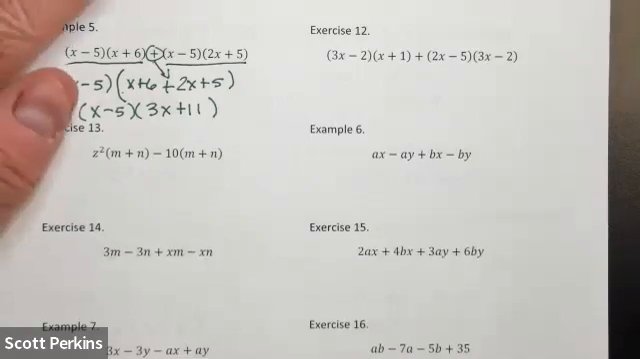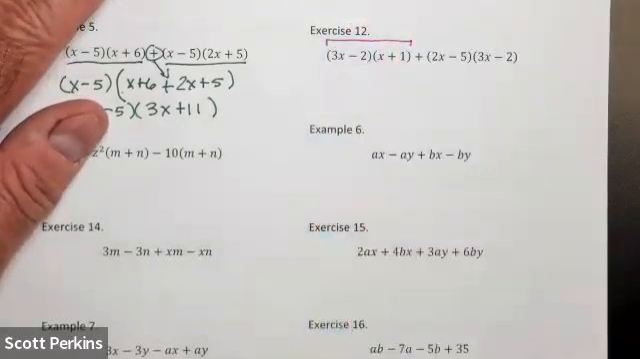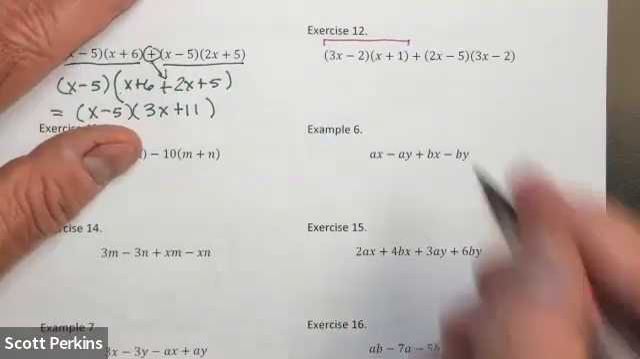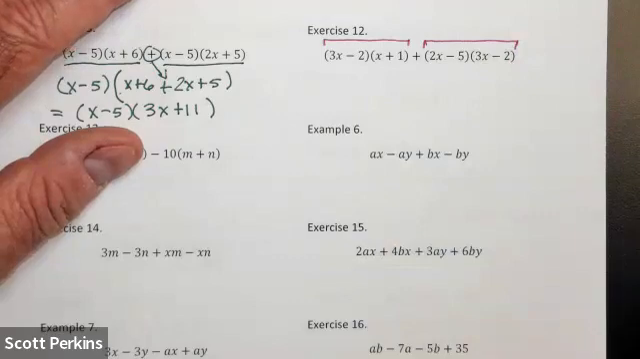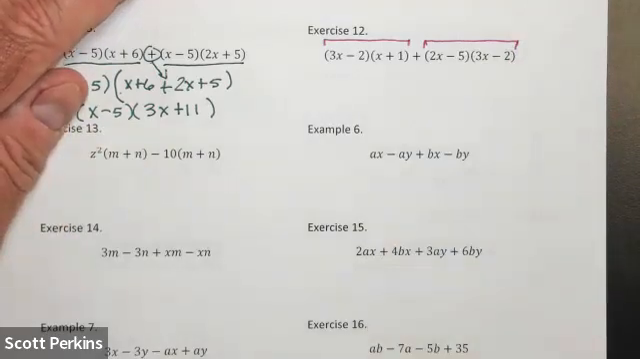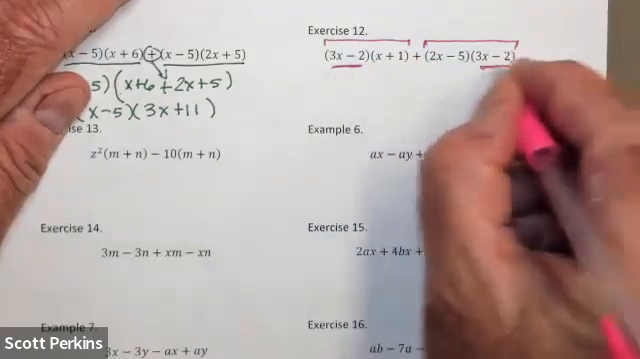So looking at exercise 12, here's my first term. I've got 3x minus 2 times x plus 1, term 1. And then my second term is 2x minus 5 times 3x minus 2. So looking at those two terms that I've just drawn the bracket over the top of, what factor is in common to both? Yeah, there's a 3x minus 2 right here and a 3x minus 2 right there.